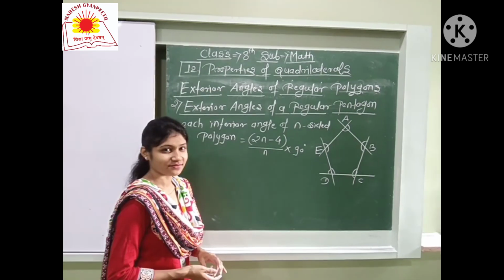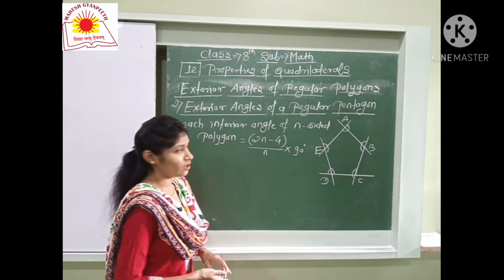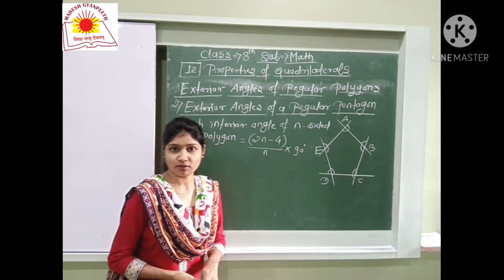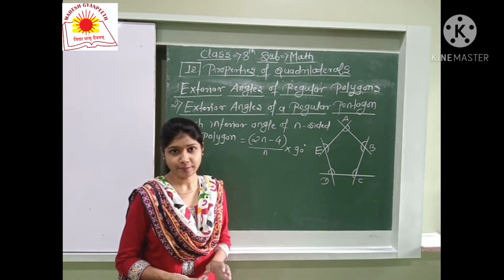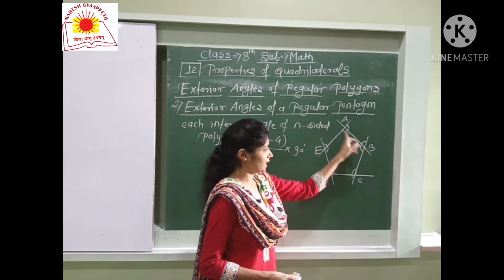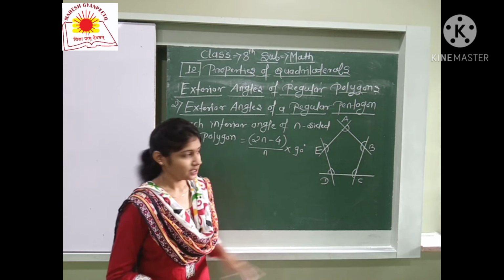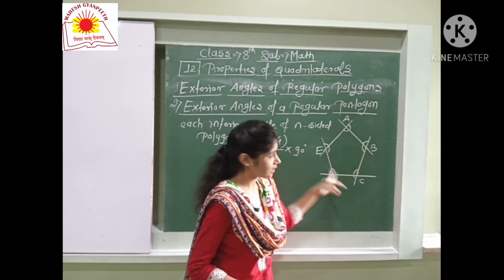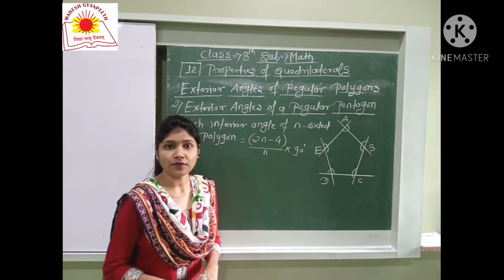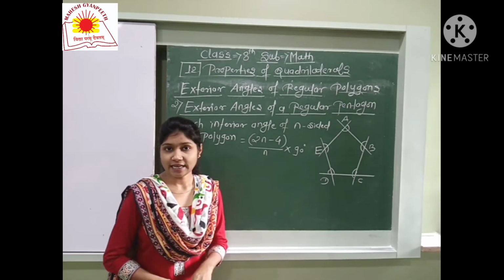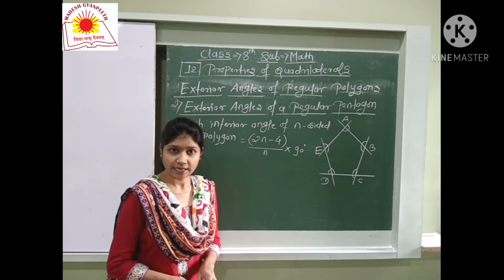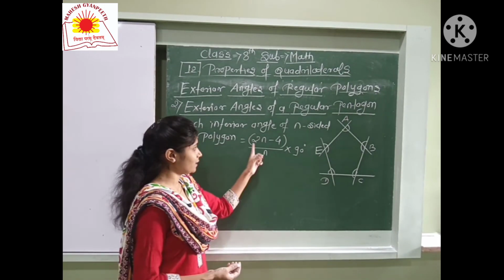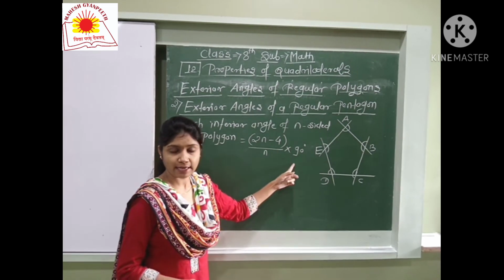Now students, exterior angle of a regular pentagon. Okay, so how to find out the exterior angle? What is the sum of the exterior angles of a pentagon? ABCDE, it is a pentagon. These are all the inside angles, interior angles, and these are all the exterior angles. Okay. So first we have to find out each interior angle of a pentagon. Which formula do you have to use? Each interior angle formula is (2n minus 4) upon n multiplied by 90 degree.